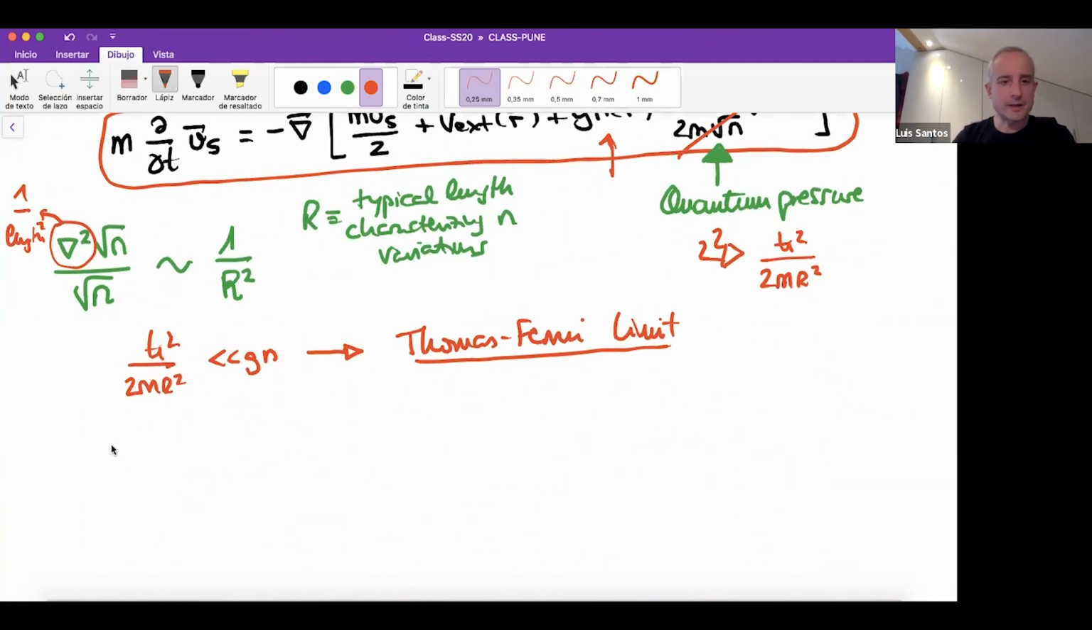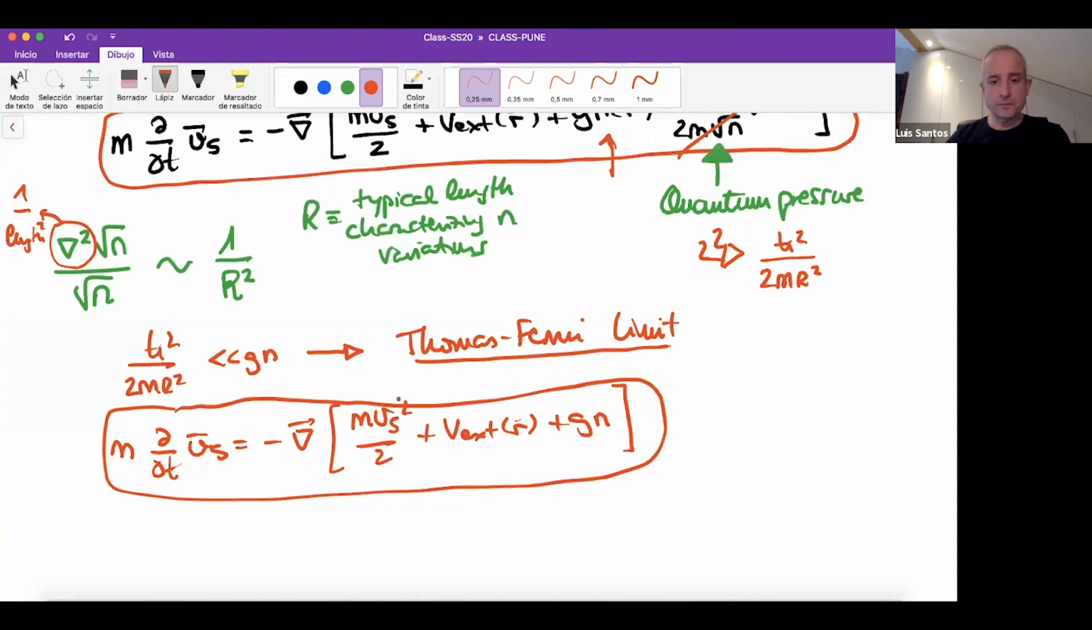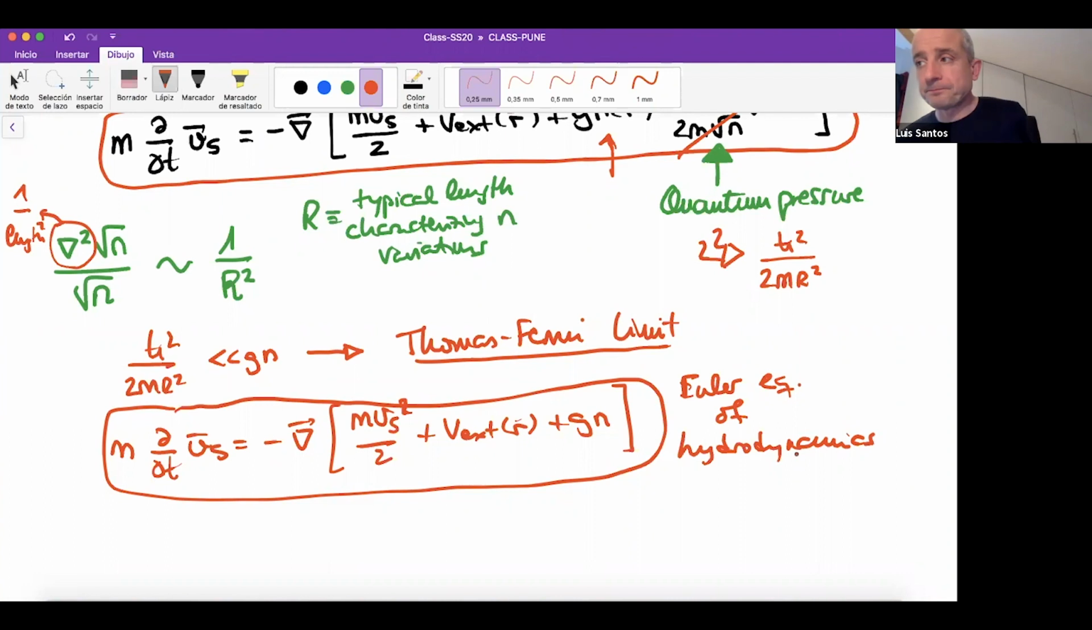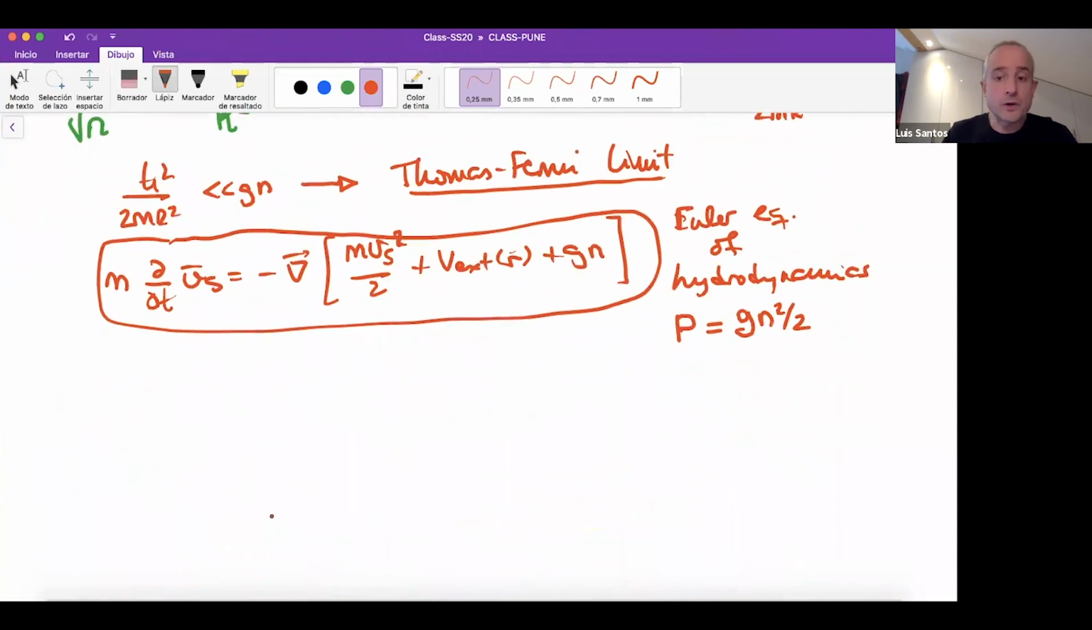And this means that you recover a very simple equation now, which is this one. You have some external potential and G n. This is your equation. And this equation here is the so-called Euler equation of classical hydrodynamics, for a non-viscous gas with a pressure, which in this gas is something like G n squared divided by 2. This plays the role of pressure in this problem. So this equation and the continuity equation which we have here are the so-called hydrodynamic equations. So they are just purely classical equations.